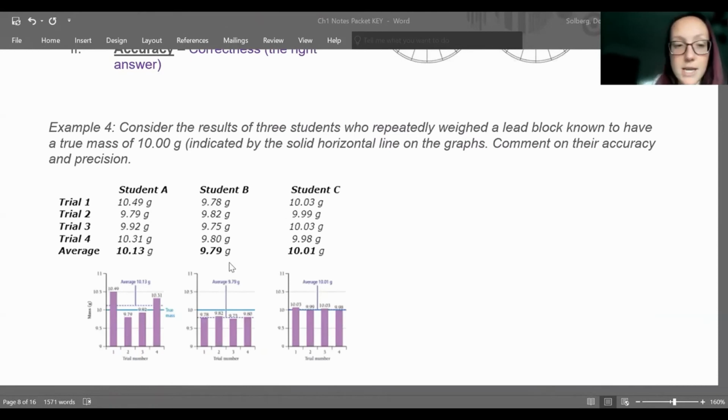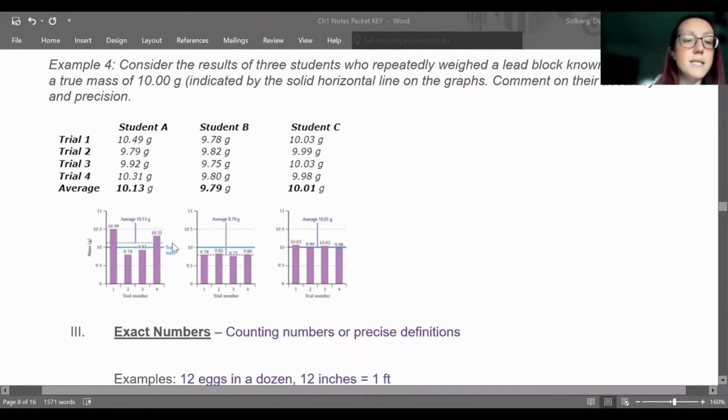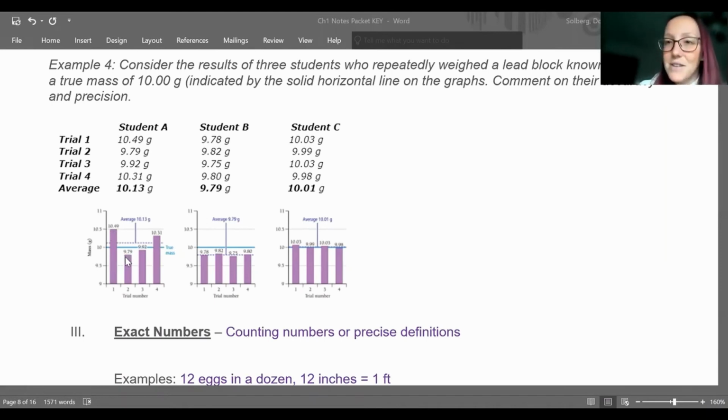Okay, so if I am looking at these, and the graphs I think tell a little bit better. This guy, that does not look like very precise data, right? It's kind of all over the place. It got really high, got really low. It's got a high standard deviation, which would indicate he's not very precise. Now remember, I said you can't be accurate if you're not precise. So he's not accurate either. Yes, the average is 10.13. It's not that close to 10. So this guy would be considered neither.